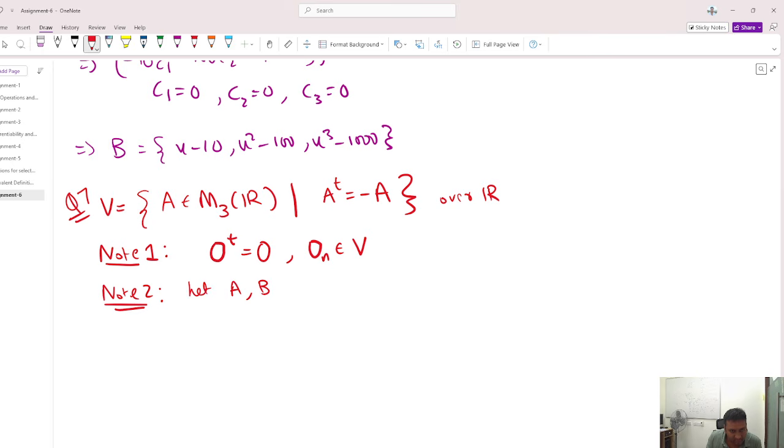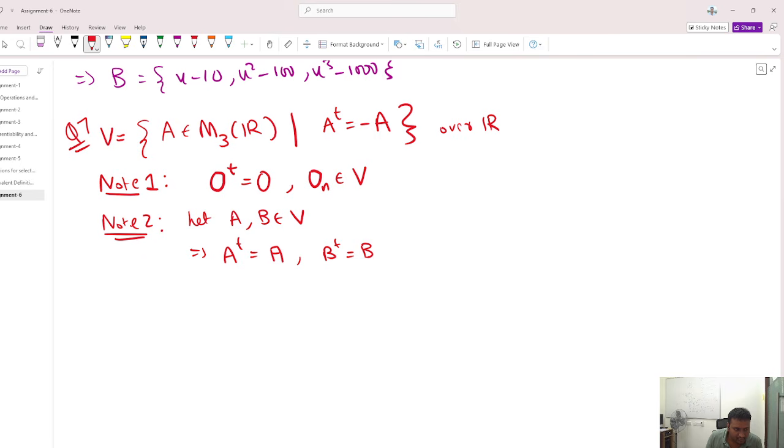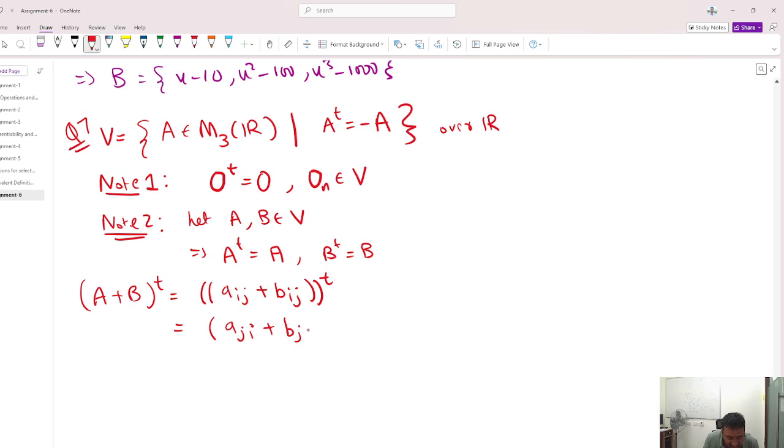Let A, B belong to B. So what it means, guys, is A transpose is equal to A, B transpose is equal to B. Let us see what A plus B transpose is. What is the entry of A plus B? You write the general entry like this, and transpose you have to do. Transpose means rows become columns, columns become rows. This will become AJI plus BJI. And this will be the matrix AJI, and you know how to add matrices, plus BJI.